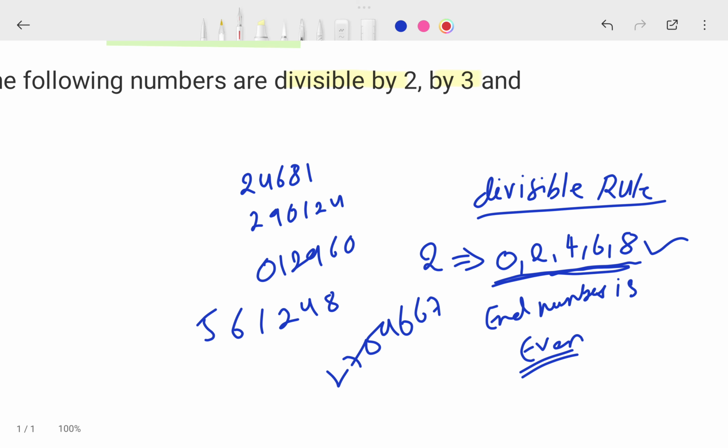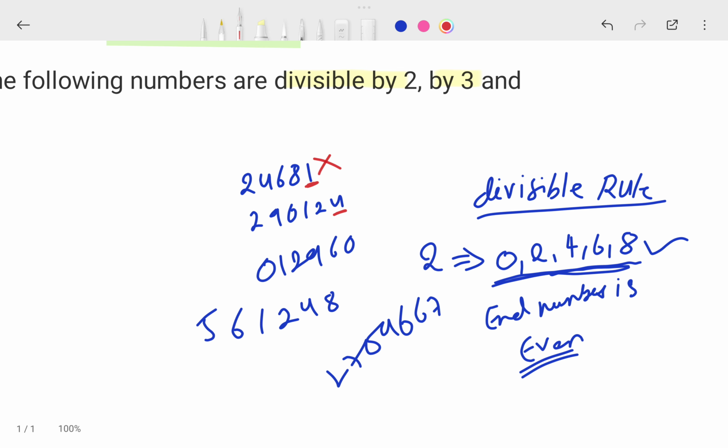So we know the rule. What is the divisibility rule? Divisibility rule means, if the end is 0, 2, 4, 6, 8, here the 8, this is the last digit. Is the last digit 0, 2, 4, 6, 8? No, it is not divisible by 2.